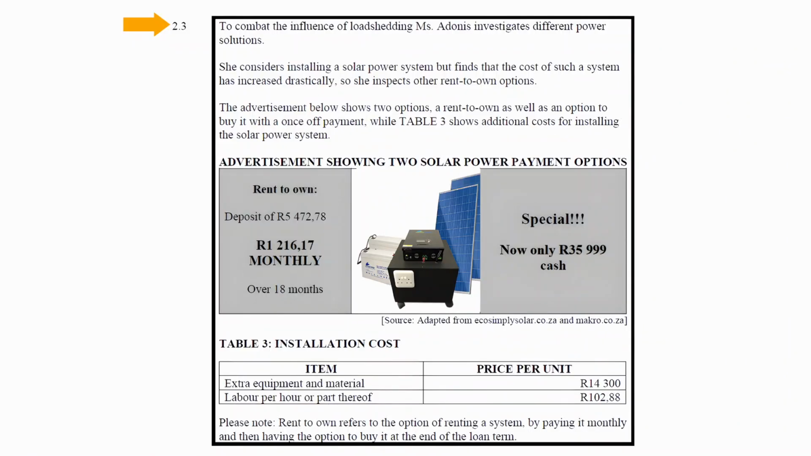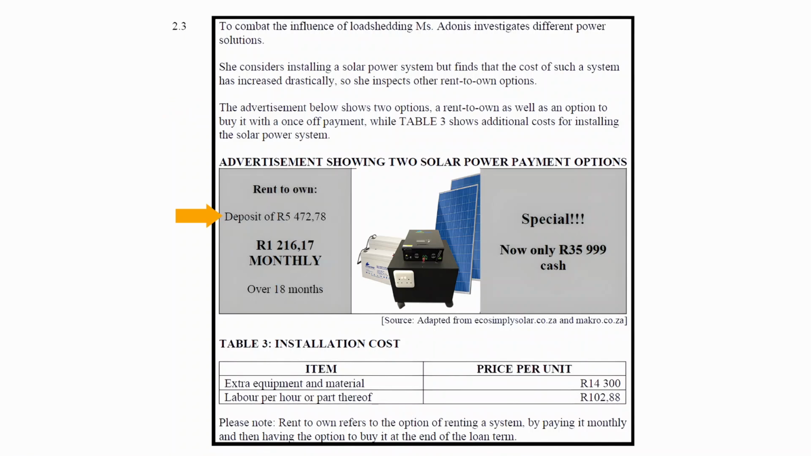Question 2.3 states that to combat the influence of load shedding, Ms. Adonis investigates different power solutions. She considers installing a solar power system but finds that the cost of such a system has increased drastically, so she inspects other rent-to-own options. The advertisement below shows two options, a rent-to-own as well as an option to buy it with a once-off payment, while Table 3 shows additional costs for installing the solar power system.